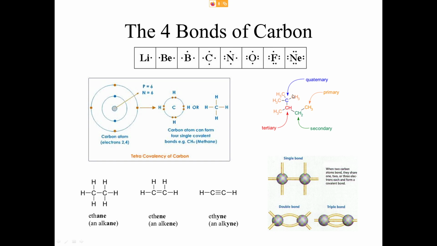And at the top, the quaternary one in blue has no hydrogens on it because it's bonded to four other carbons. Right? I don't care what those other ones are, but it's bonded to four of them. Okay, so that's the difference between primary, secondary, tertiary, and quaternary carbons. So it's pretty easy to remember.